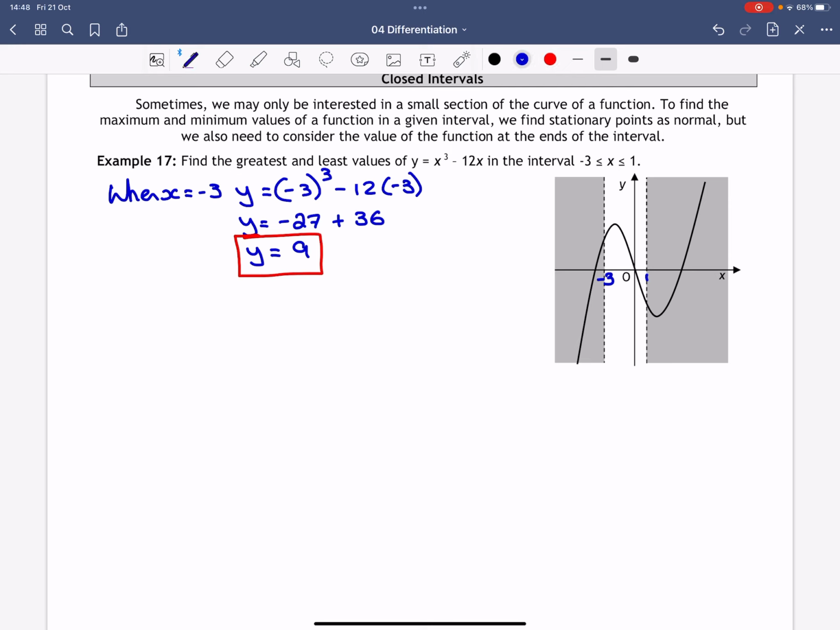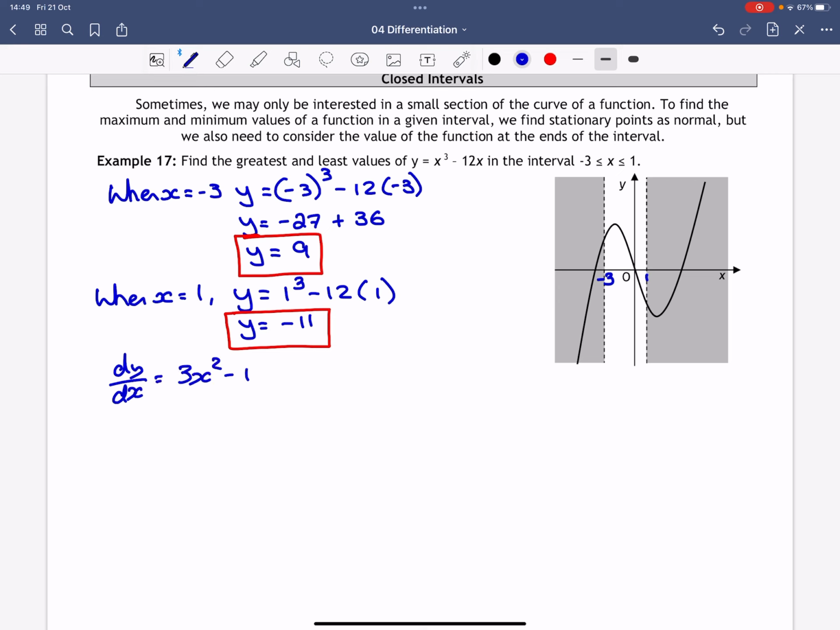Let's go for 1. So when x is equal to 1, y is equal to 1 cubed minus 12 times 1. That's 1 take away 12, which is minus 11. So right now, our maximum value is 9, our minimum value is minus 11. Let's go ahead and differentiate to see what turning points we have in that range. So dy/dx is equal to 3x squared take away 12.